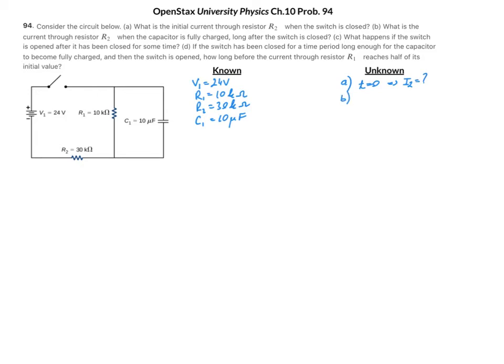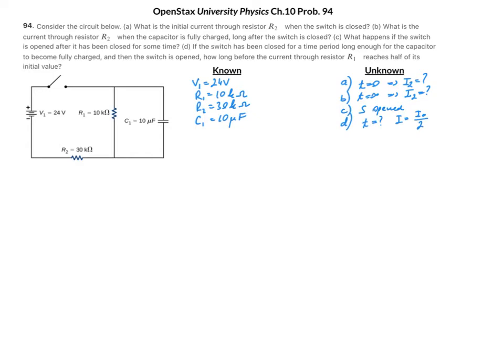Then we want the current through resistor 2 when the capacitor is fully charged, so that's going to be time equals infinity, a long time later. Again, we want the current through resistor 2. In part C, we want to know what happens if the switch is opened, and we have to discuss that basically. And in part D, if the switch has been closed for a long time, long enough for the capacitor to become fully charged, we're looking for the time it takes for the current to be the original current through the resistor divided by 2.